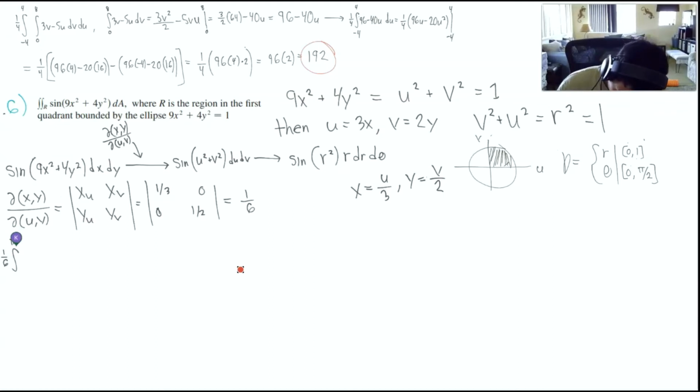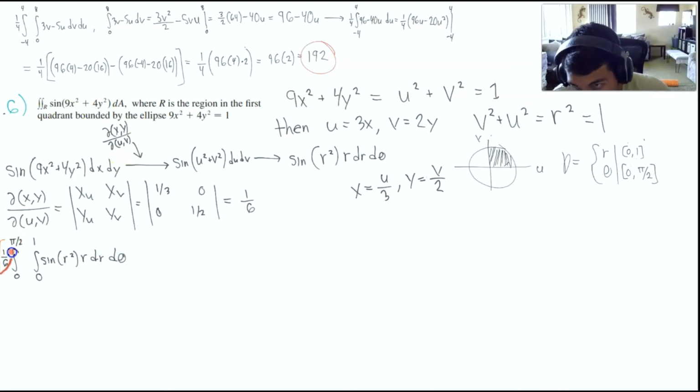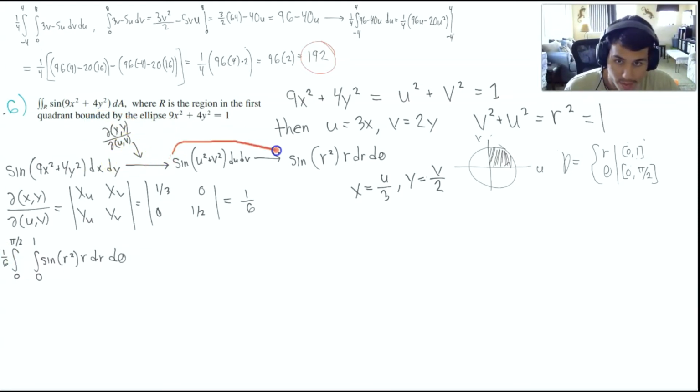pi over 2, 0, 1 to 0, sine r squared r d theta. And yes, this is true. Like I was saying, that's why it's so important. Your Jacobian from x and y to u and v carries along, even though it's not in u and v anymore and it's in r and theta.